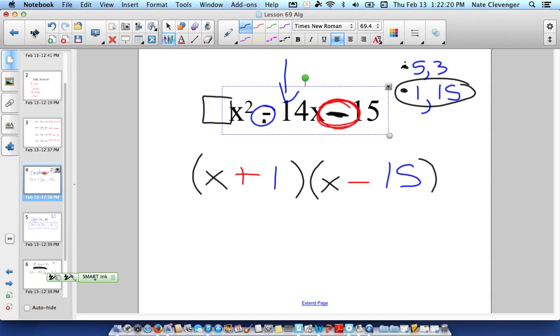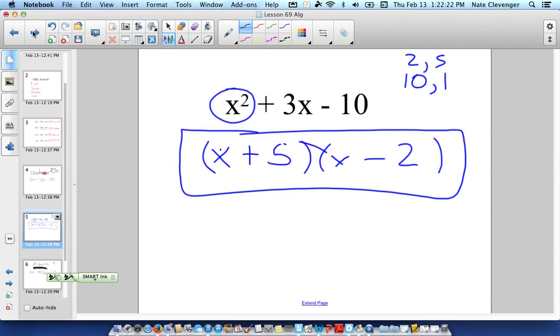On the problem after that, we still had a minus and then a plus, so our bigger number went with the positive on this one. Okay, I understand.